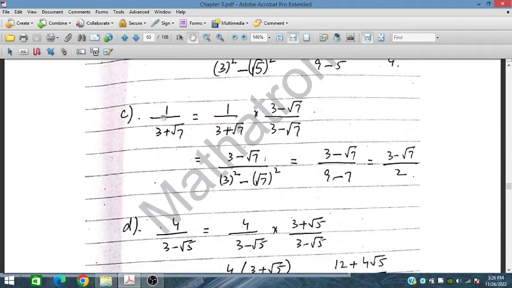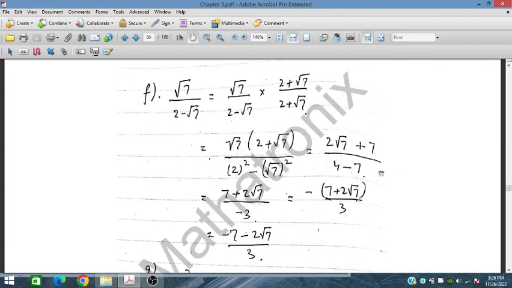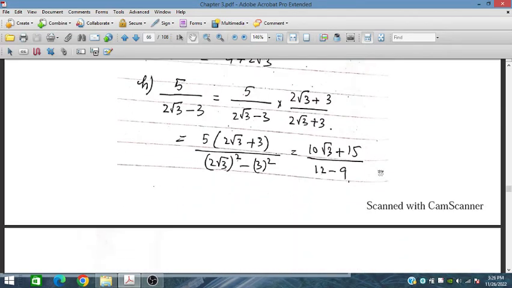Similarly, for this, 1 upon 3 plus under root 7, so this is 1 over 3 plus under root 7. This we multiply with 3 minus under root 7, 3 minus under root 7. So this becomes a plus b, a minus b, a square minus b square. So this is 3 minus under root 7 divided by 2.